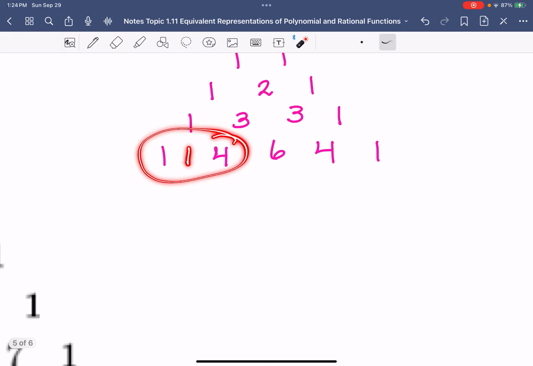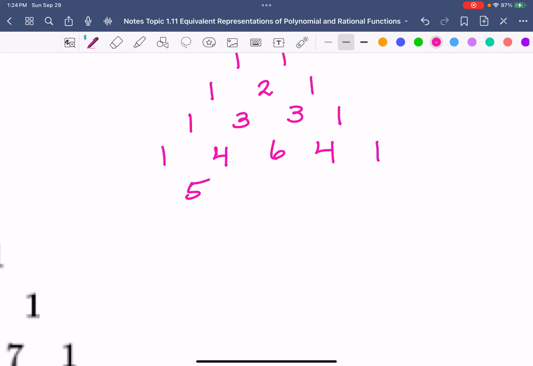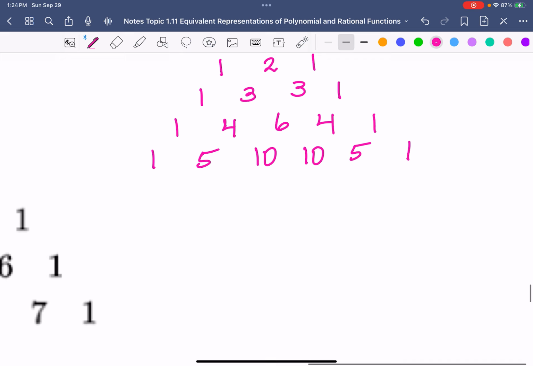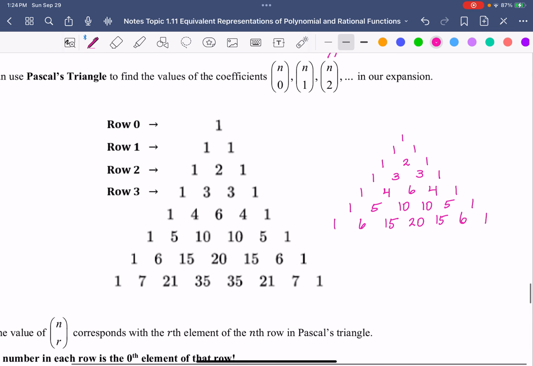Okay? 1 plus 4 is 5. 4 plus 6 is 10. 6 plus 4 is 10. 4 plus 1 is 5. And then the ones on either side. 1 plus 5 is 6. 5 plus 10 is 15. 10 plus 10 is 20. 10 plus 5 is 15. 5 plus 1 is 6, and then 1's on either side. Okay, so you can see how easy it was to recreate that. All you're really doing is just adding the numbers together.